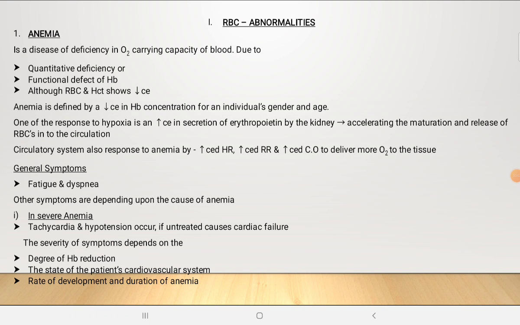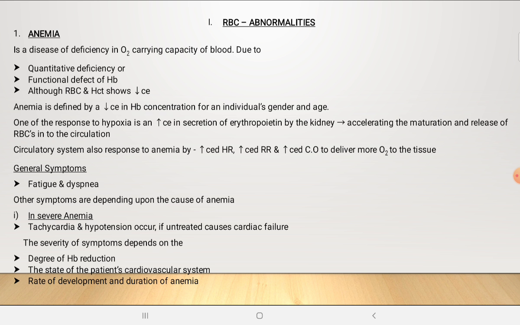RBC abnormalities. The main one is anemia. It is a disease of deficiency in the oxygen carrying capacity of blood. Anemia can be due to a quantitative deficiency of hemoglobin, or if the quantity is sufficient, a functional defect of hemoglobin. Although RBC count and hematocrit show a decrease, anemia is defined by a decrease in hemoglobin concentration for an individual according to their gender and age.